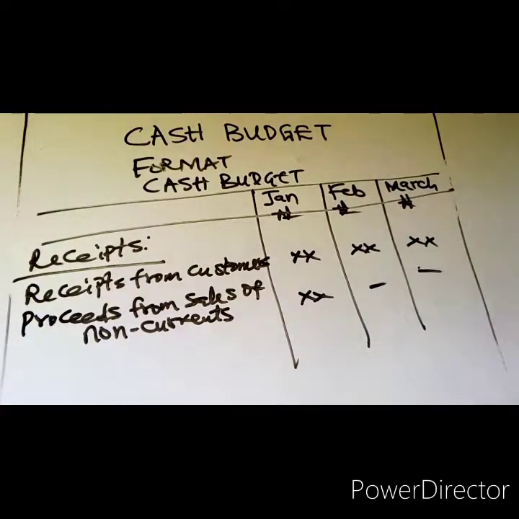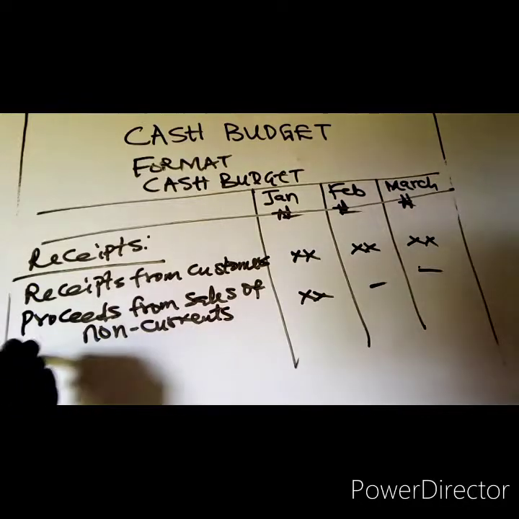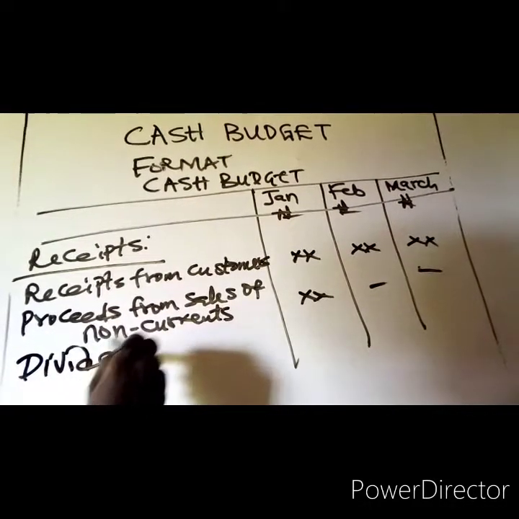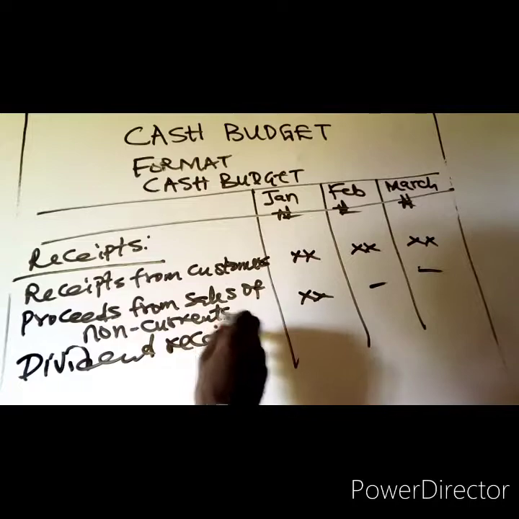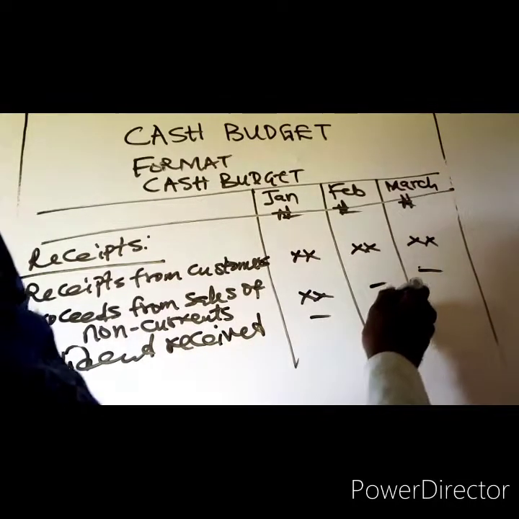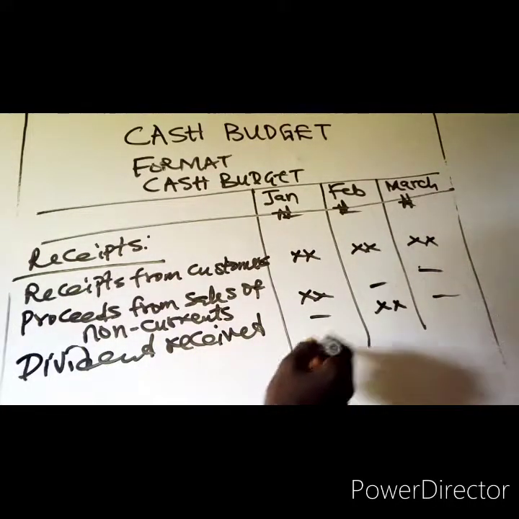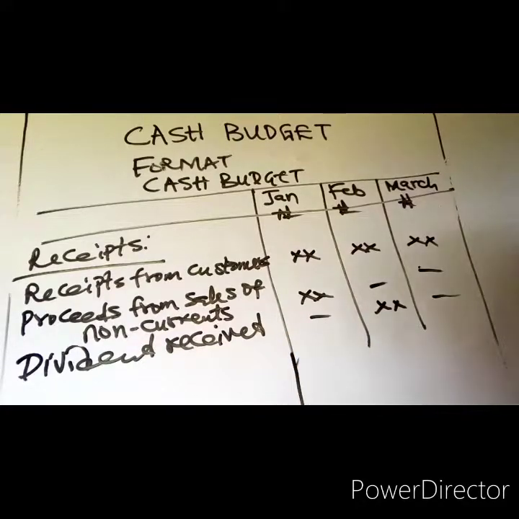Then we also have dividend received. The dividend you receive from your investment, I want to assume it is received in February. That is why I put it under February.